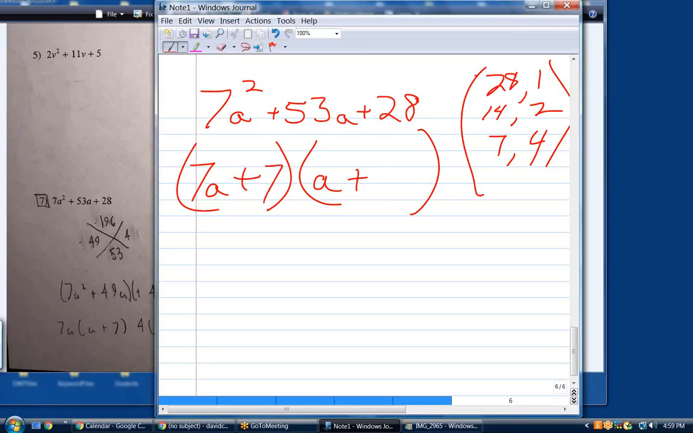So 7 and 4. Does that work? Let me see real quick. 7a plus 28a. You don't even need to include the a. It's 7 plus 28, not 53. So it's not 7 and 4.